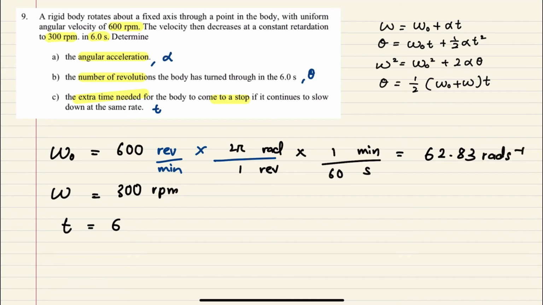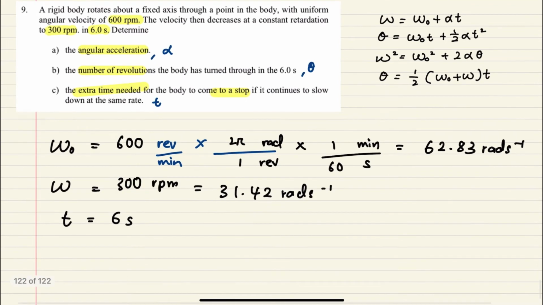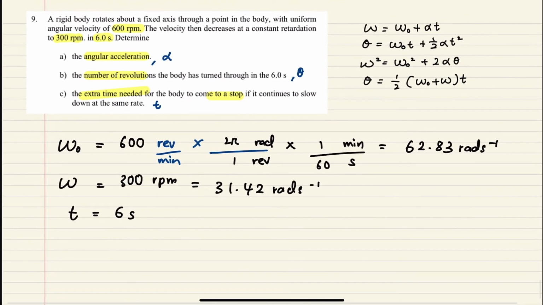Okay, again you can do the same method. Basically 300 multiplied with 2 pi divided by 60, you should get the value in radian per second. Okay, and then t is 6 seconds. Okay, the first question I want to find angular acceleration, so you can use one of these formula.